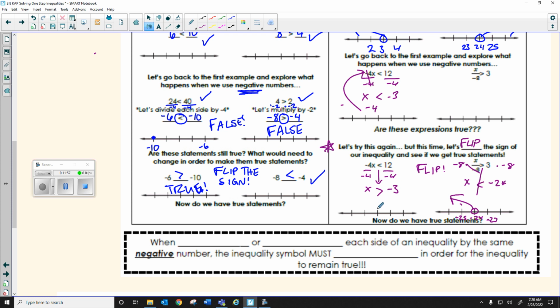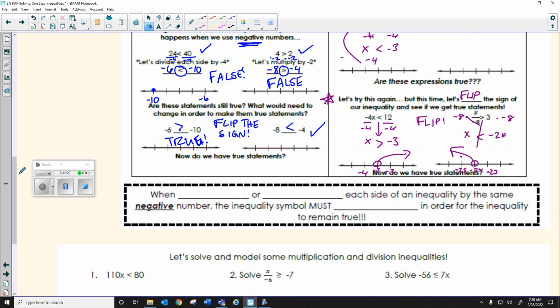Okay, graphing this over here, putting negative 4, negative 3, negative 2, open circle on negative 3, and I want all the numbers greater than. So if I had put negative 2, negative 4 times negative 2, that's negative 8, or positive 8, sorry, is less than 12. Okay, it works when you flip that sign.